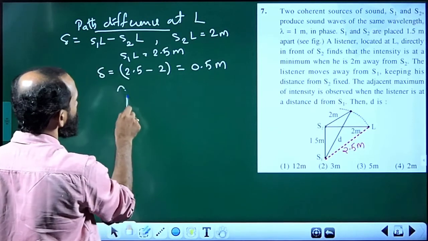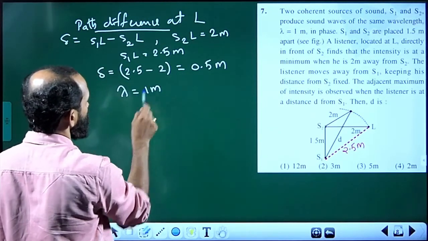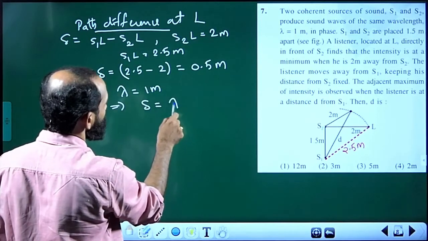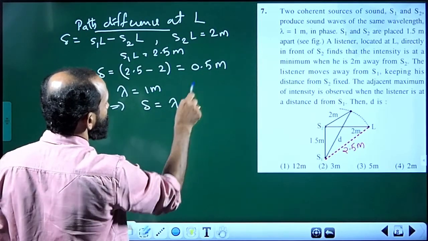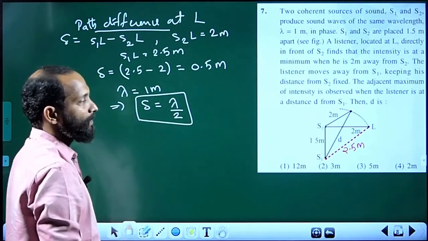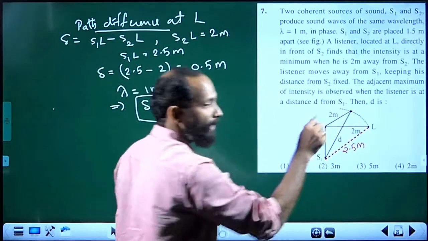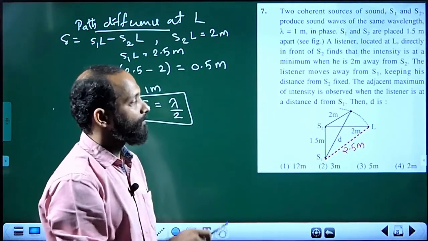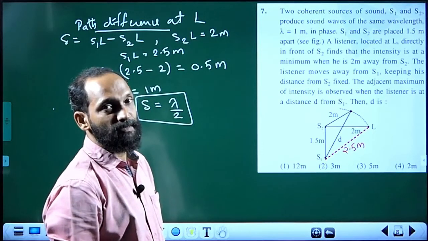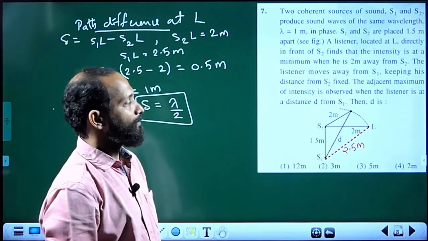But it is given that wavelength lambda is equal to 1 meter. That implies the path difference delta is equal to 0.5, which means lambda by 2. So at the point L, the path difference is lambda by 2. That means that is the first minimum. The condition for the first minimum is lambda by 2.